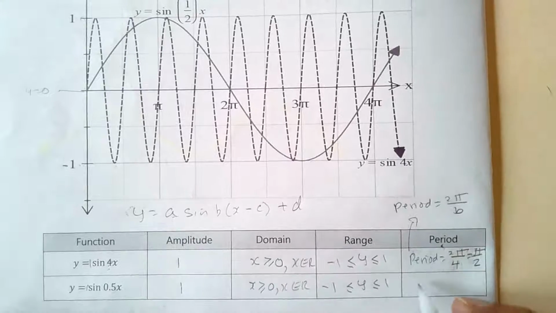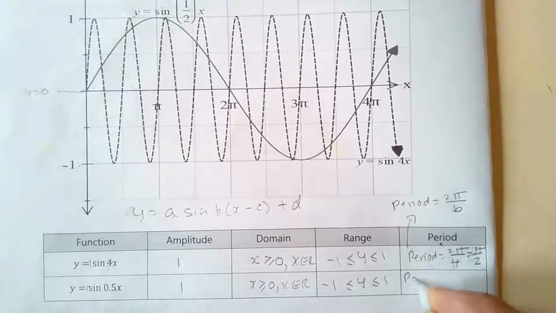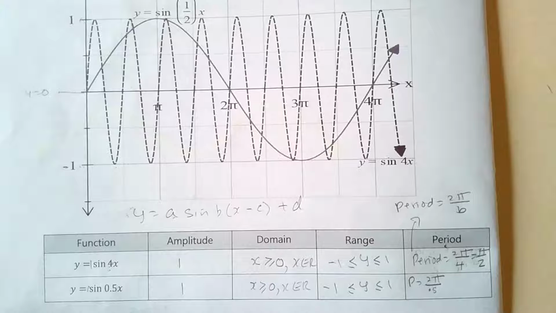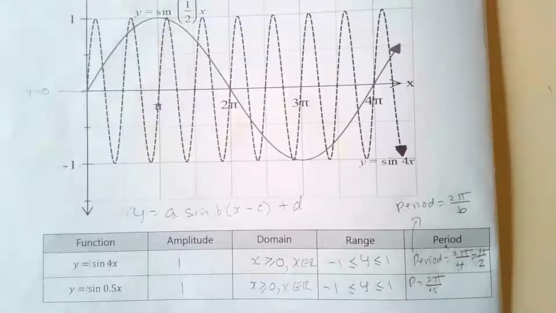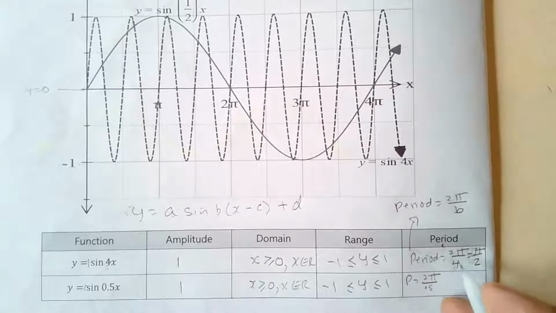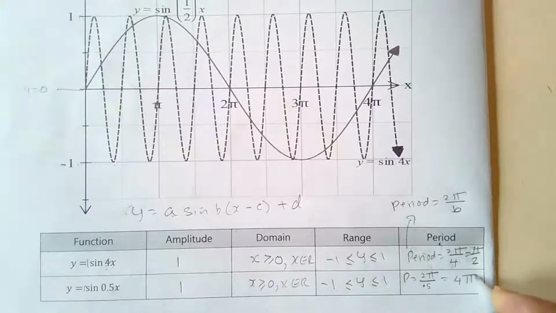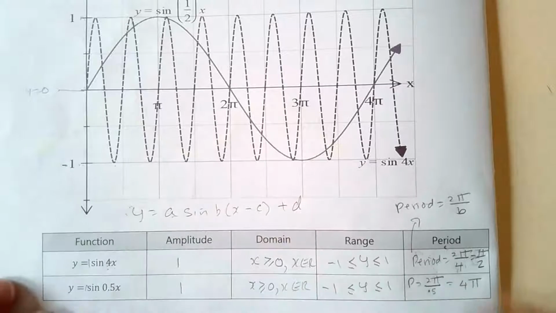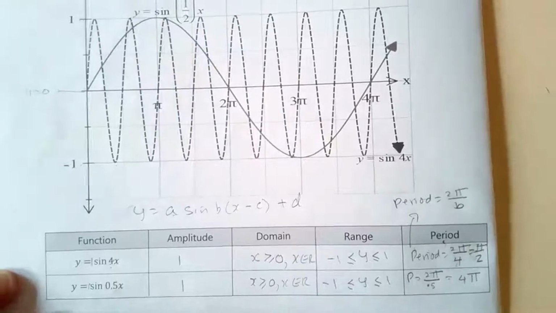The period now is 2 pi over 0.5. If you look at 2 pi over 0.5, that will give us 2 divided by 0.5, which equals 4 pi. So that is doing it algebraically. Now let's look at the diagram.